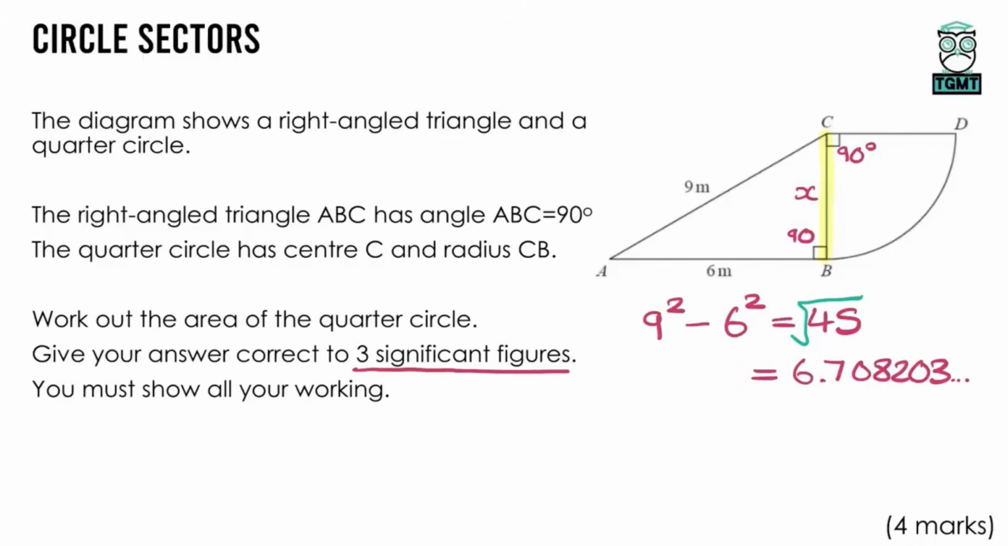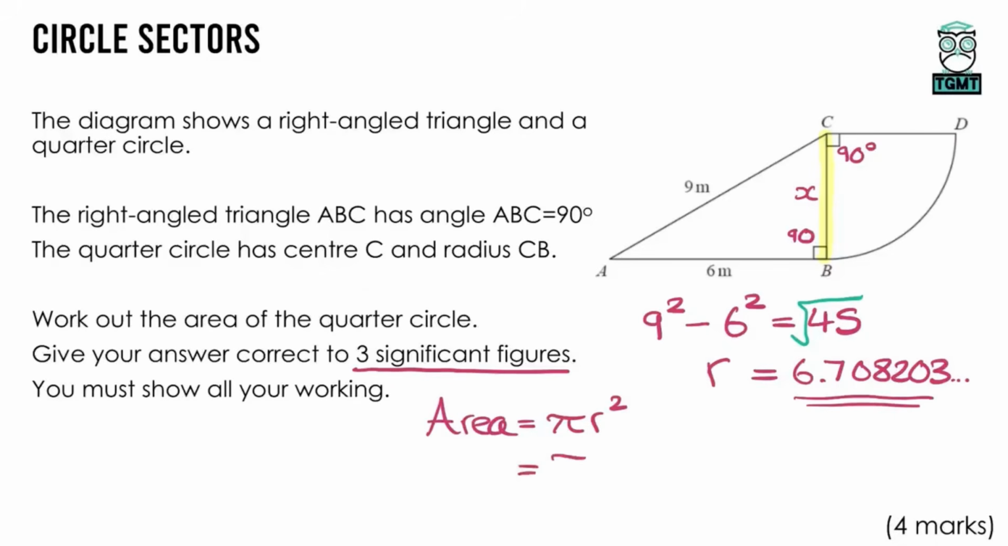Now, we need to know how to work out the area of the circle sector. So when working out the area of a circle, we have our formula. The area of a circle is equal to pi r squared. Well, we now know the radius. This is r. So this is our radius here. So we just need to put that into our formula.